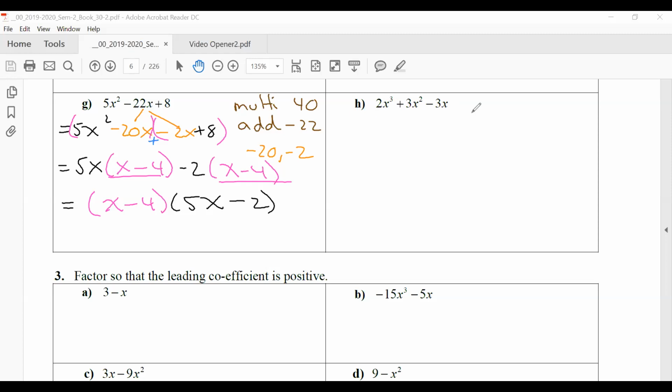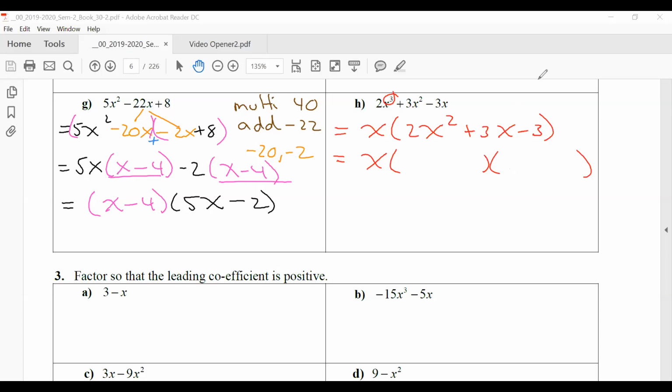Okay, H. First thing I want to notice on H is this is degree 3. So I don't know how to factor degree 3s, so I'm going to pull out a greatest common factor. If you take 30-1, you will learn how to factor these things algebraically in a slightly different way when they get more complex. But for us, 30-2, this is where I'm going to stop. So now what we need to do is factor this trinomial right here.